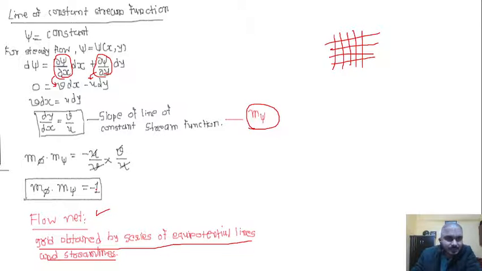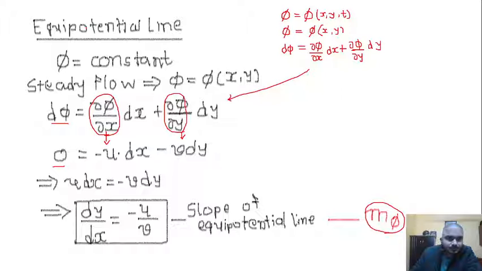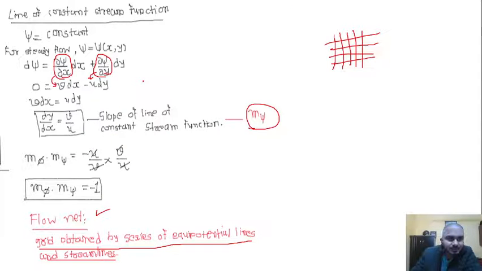So what is the meaning of this? That equipotential lines and lines of constant stream function are perpendicular to each other.